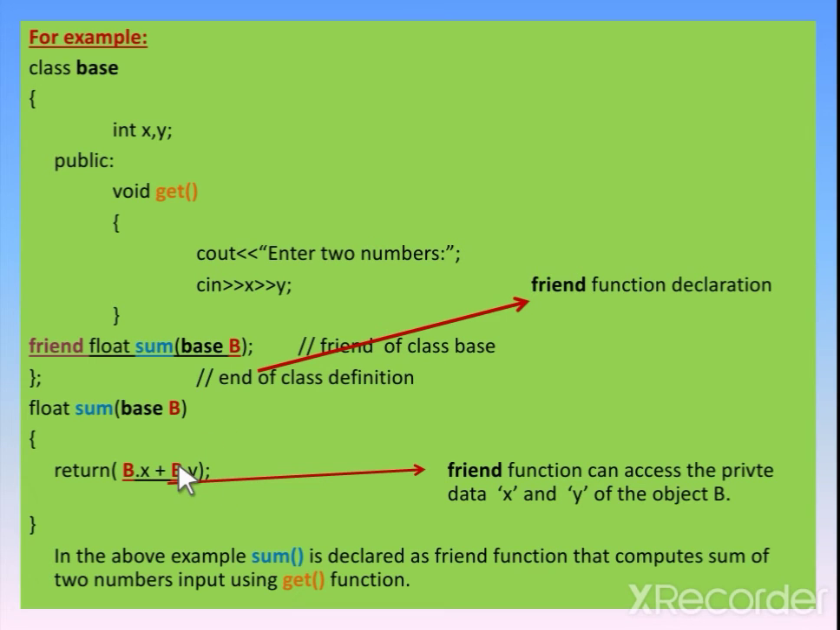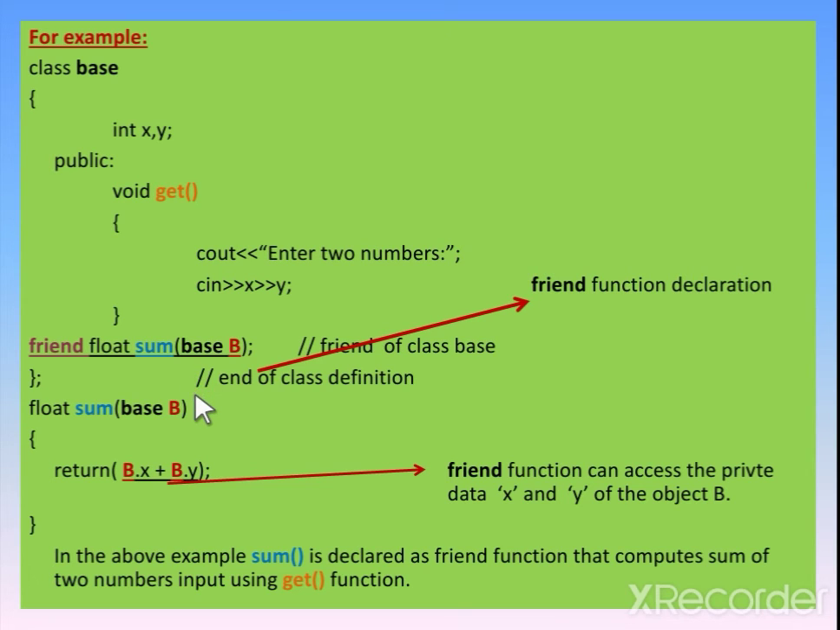As I said, x and y are not accessed directly. You are supposed to use an object, so here I need to create an object as an argument with the class Base. Here sum is declared as a friend function that computes the sum of two numbers x and y, input using the get function. This is the declaration of a friend function, that is sum.